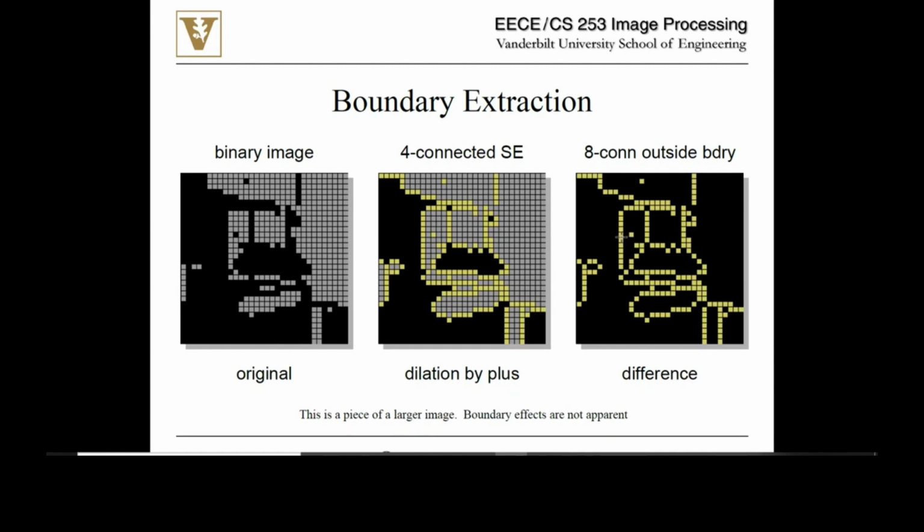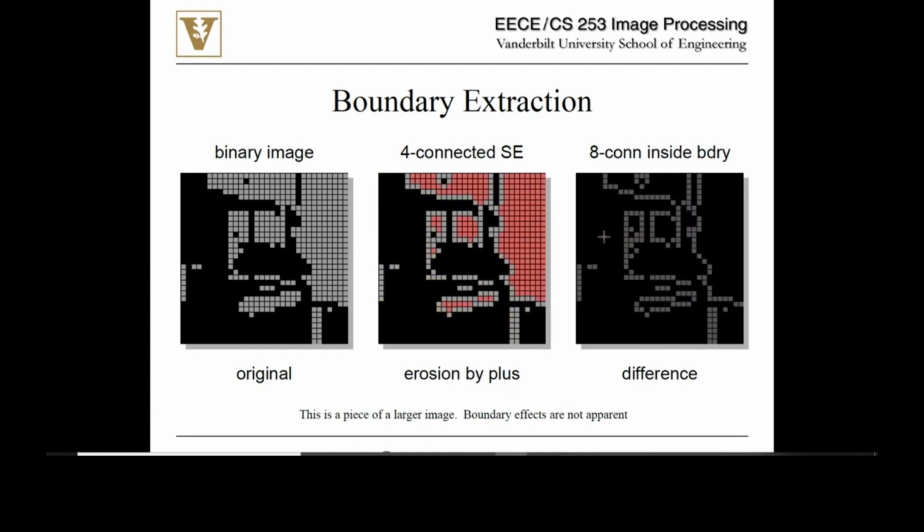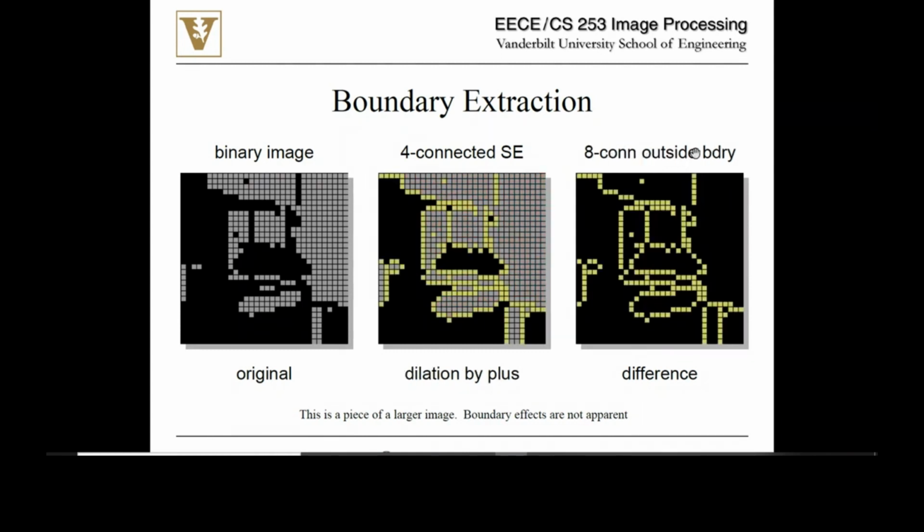So now we have 4 ways of computing boundaries with these binary operators. We have strongly connected boundaries from the inside, weakly connected boundaries from the inside, weakly connected boundaries from the outside, and strongly connected boundaries from the outside. And all we have done is dilated minus original, or original minus eroded, and then choosing the kernel. So those are our options.